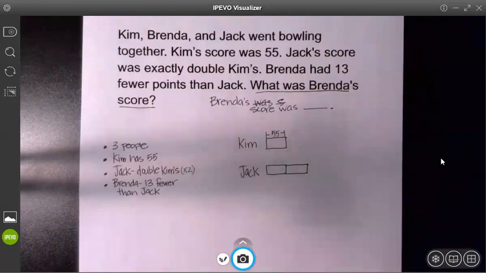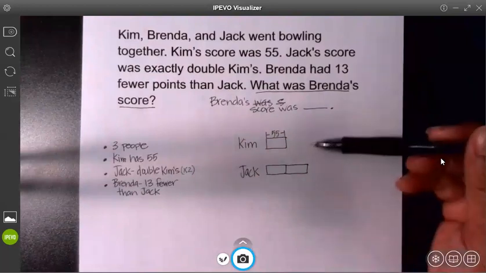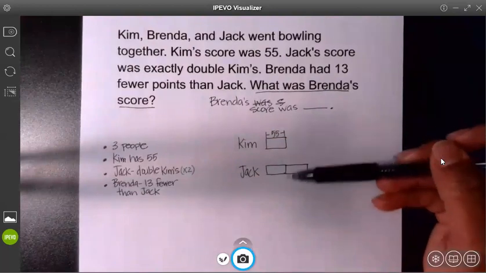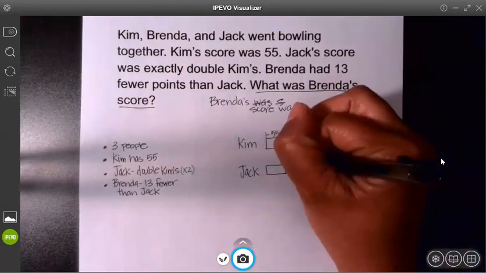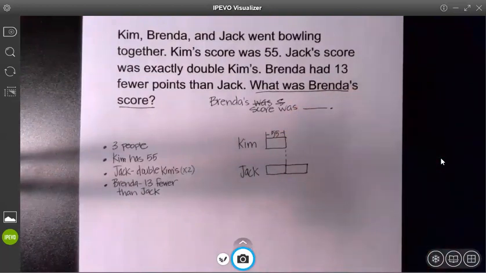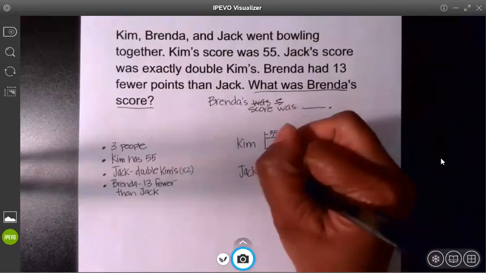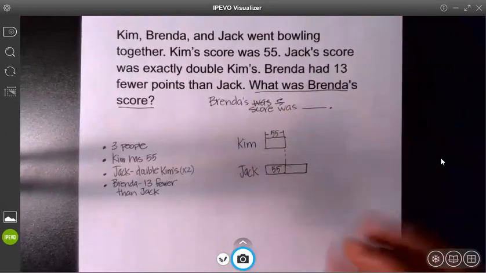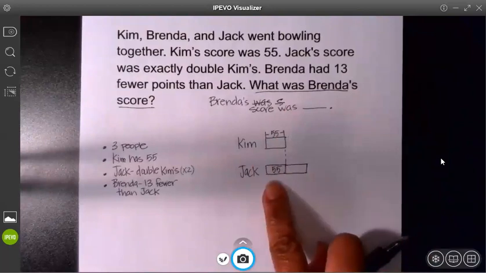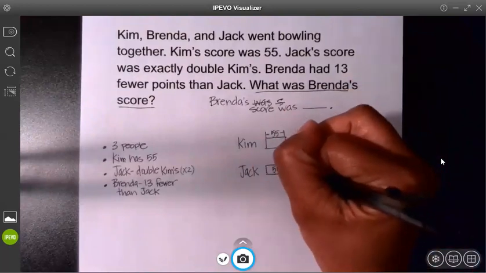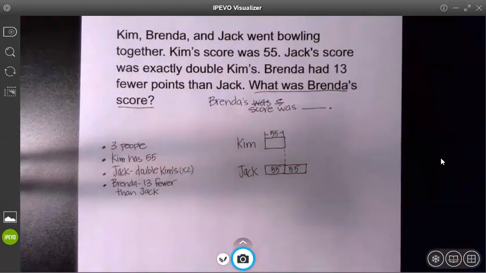Now, how much are we going to put inside of each of these units for Jack? Well, it says it's exactly double Kim's. And as you can see, they're the same size, right? You can see that right there. They're the same size. So that means that this unit is going to be 55. And this time I'll write it inside. And this unit should be the same size as this one. So this unit will also be 55. So now we have 2 numbers inside of this bar.